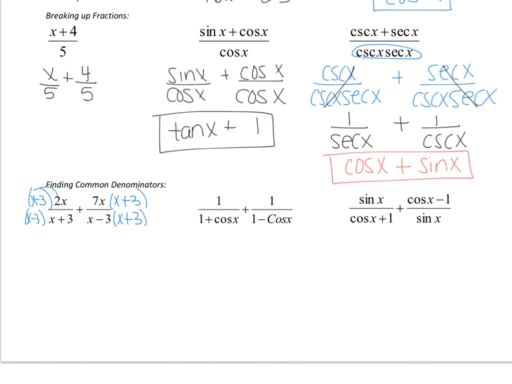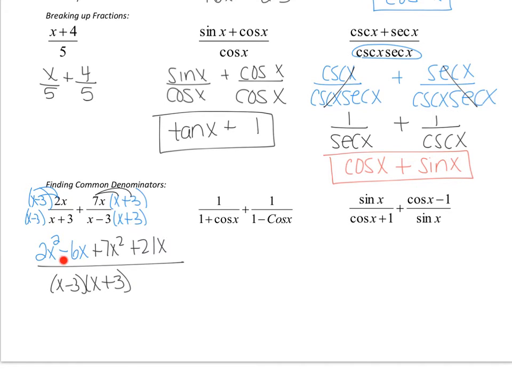And then you distribute everything. So this would be what? 2x squared minus 6x. And we're going to distribute this. So 7x squared plus 21x all over the common denominator. And then you simplify anything you have on top here. So 7x squared and 2x squared is 9x squared. And then negative 6 plus 21 is 15 over x minus 3, x plus 3, and that would be sufficient for now.